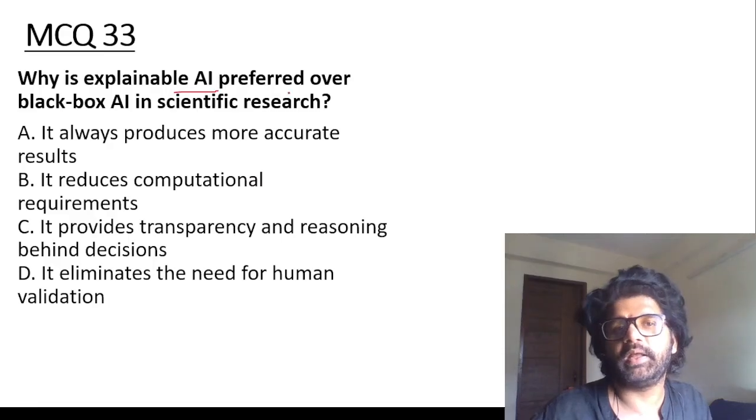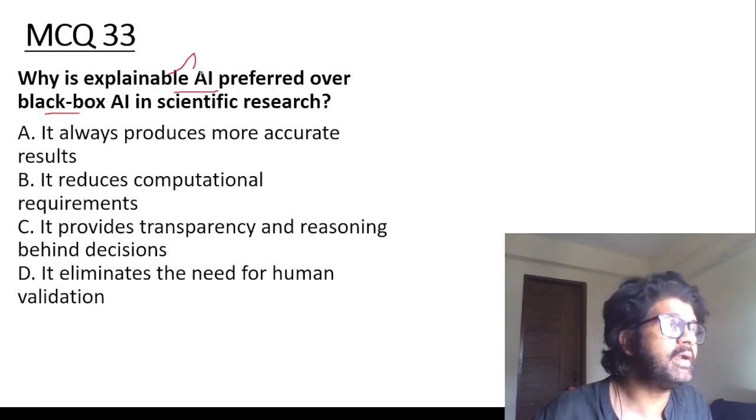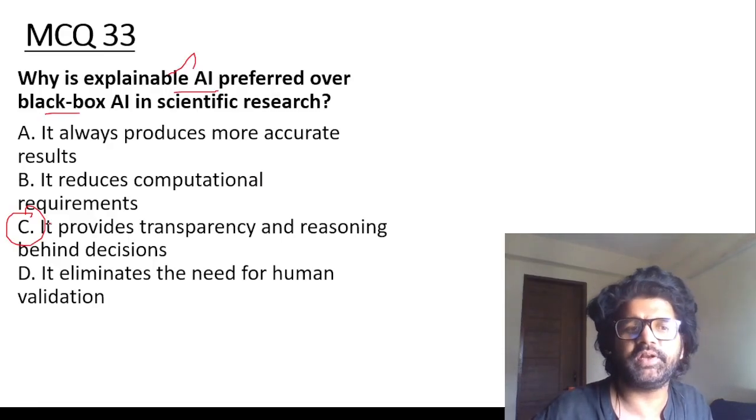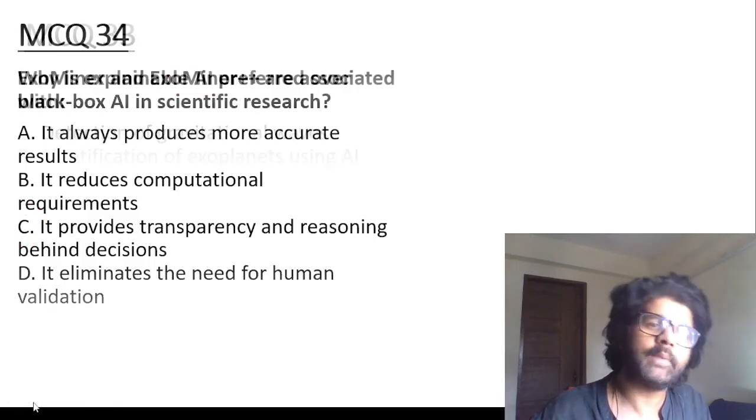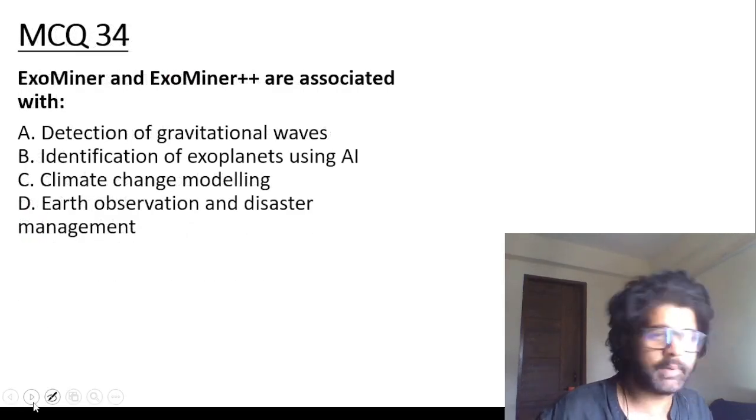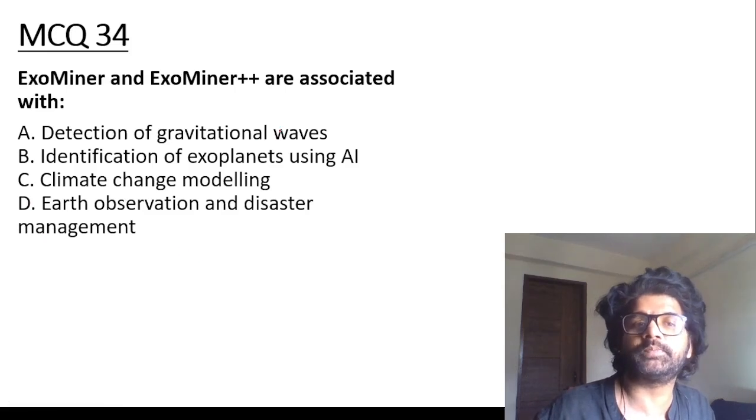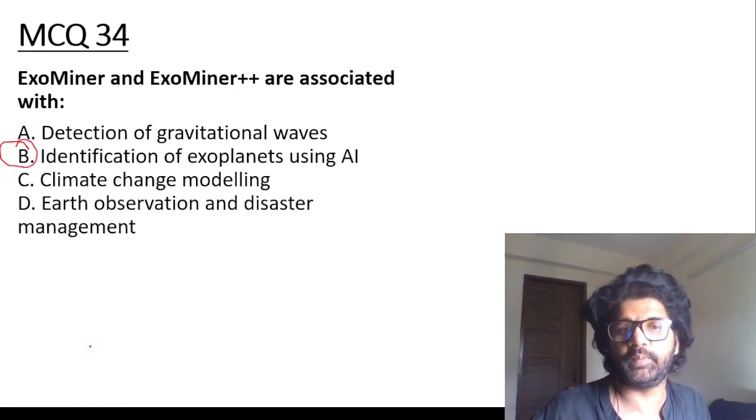Why is explainable AI preferred over black box AI? Because explainable AI tells you the whole process, provides transparency and reasoning behind decisions. Black box AI will only tell you the result, not how it happened or why it happened. ExoMiner++ is associated with identification of exoplanets using AI.